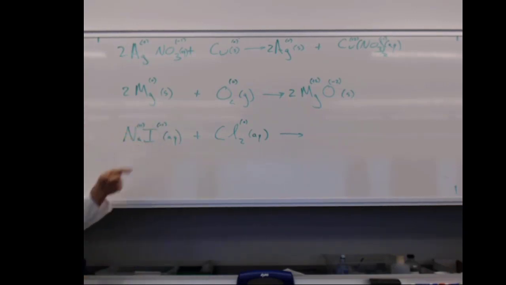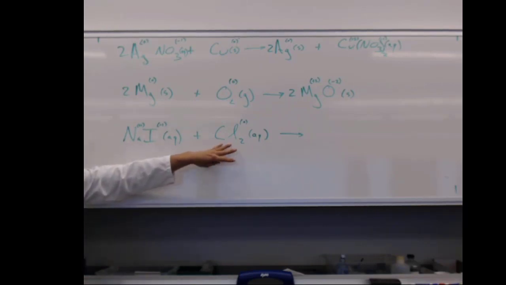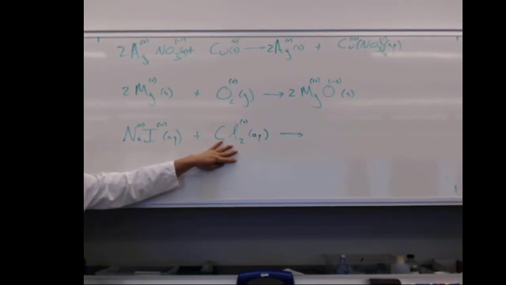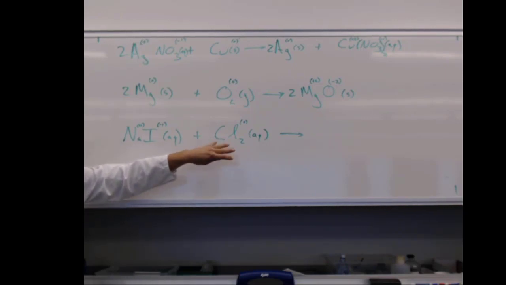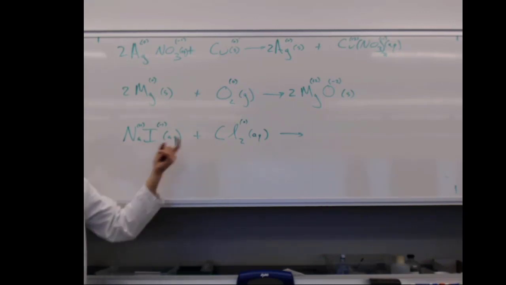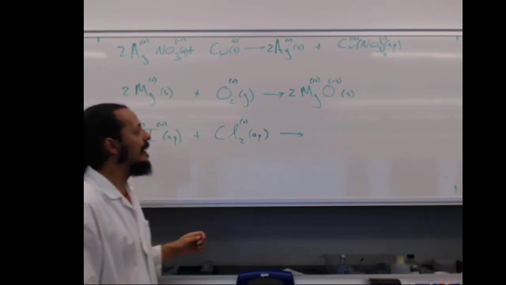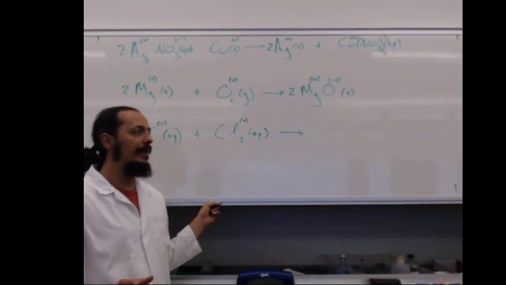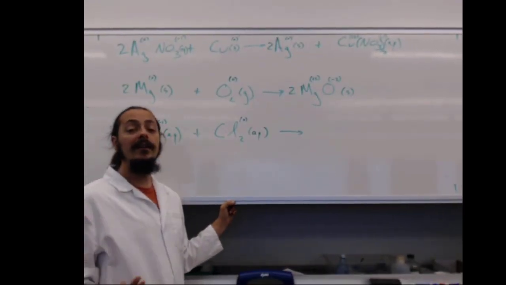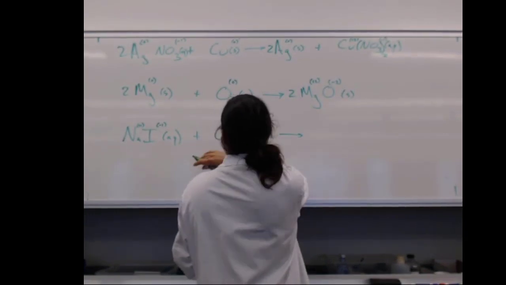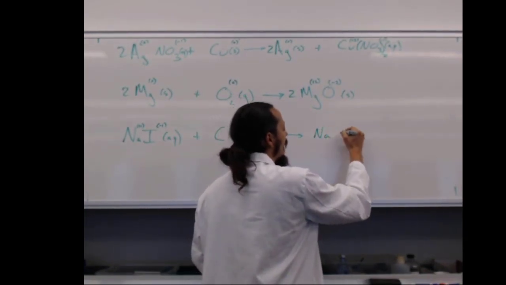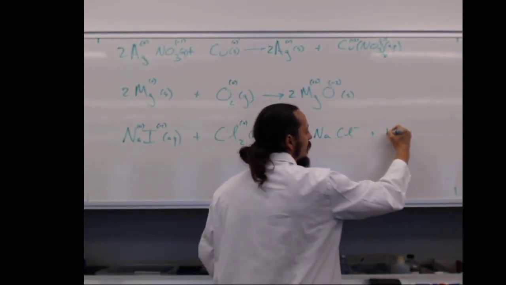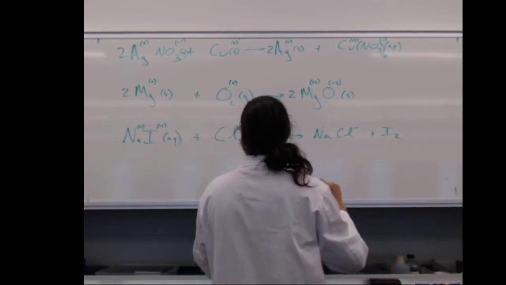My sodium is a +1, my iodine is a -1. The likely thing that's going to happen, I know chlorine has high electronegativity on the periodic table, so I'm guessing that chlorine is going to pick up electrons. It's more electronegative than iodine. I'm going to see some change in charge because of the difference in electronegativity. And we are going to get NaCl plus I2.